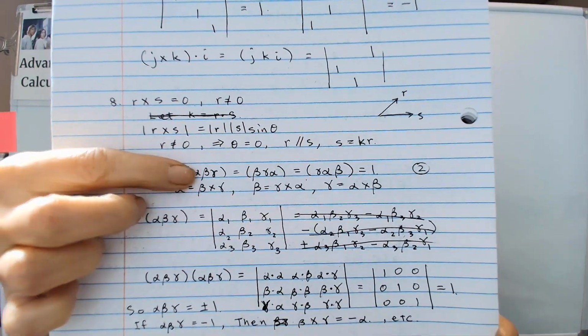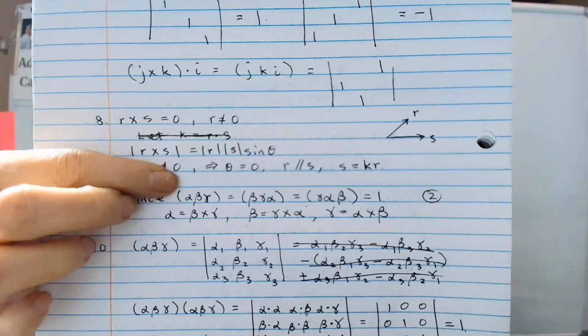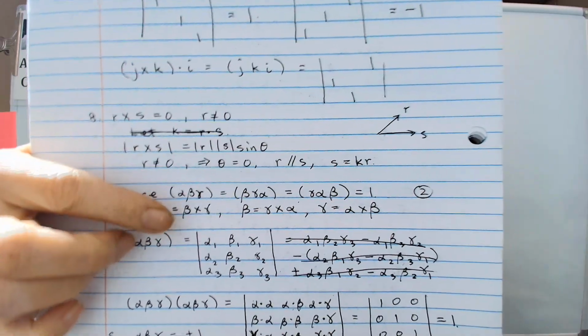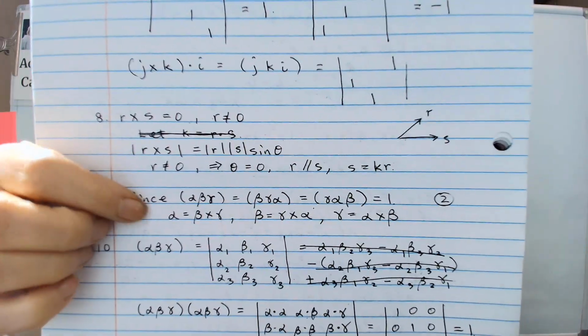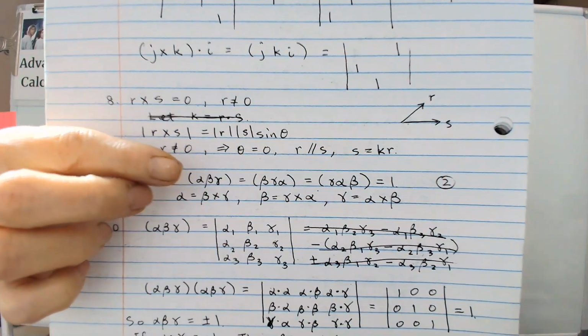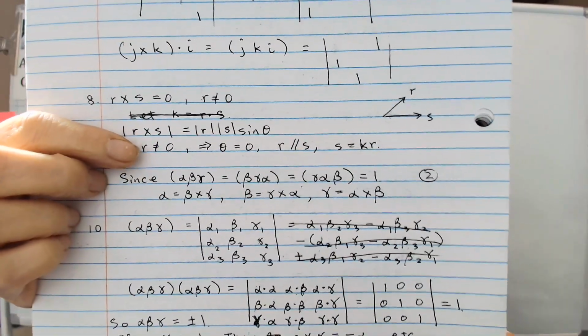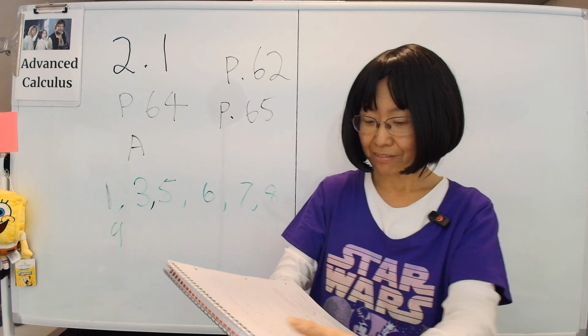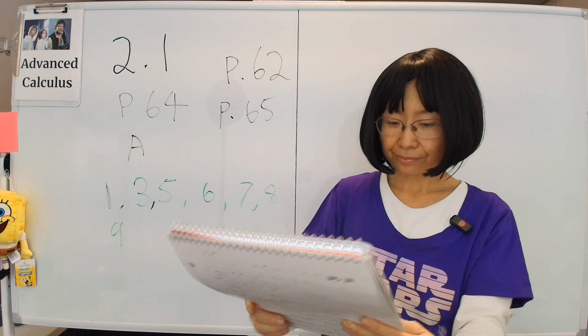That is, alpha will be beta cross gamma. The first one is the second crossed with the third, in that order. And so on: beta is gamma cross alpha, and gamma is alpha cross beta. Which one did we already do? Doesn't matter. The point is that that relationship works.